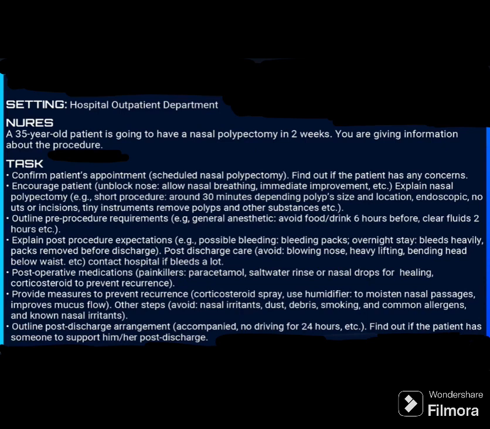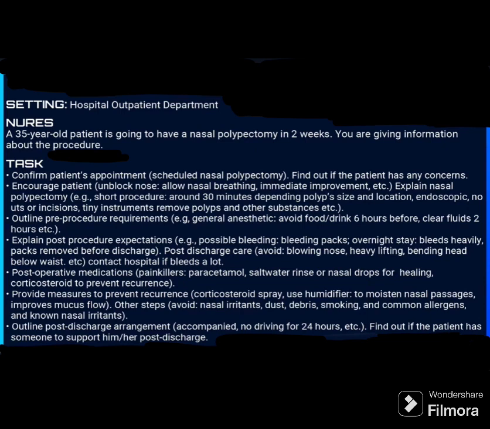So we can tell that possibly there will be bleeding after the surgery. So we will keep the bleeding packs on your nostrils. So no need to worry. Overnight stay is mandatory for you. Because we can expect some more bleeding, you may need some medical advice. So you can stay here overnight, and just before the discharge, the pack will be removed.